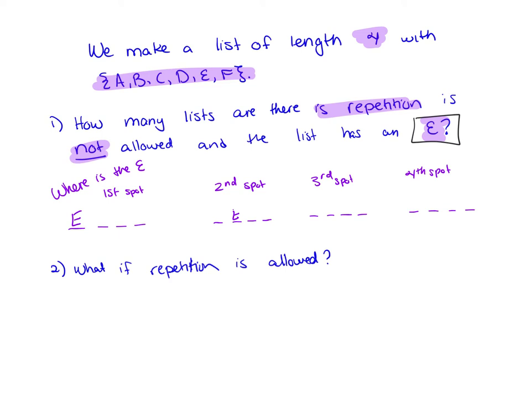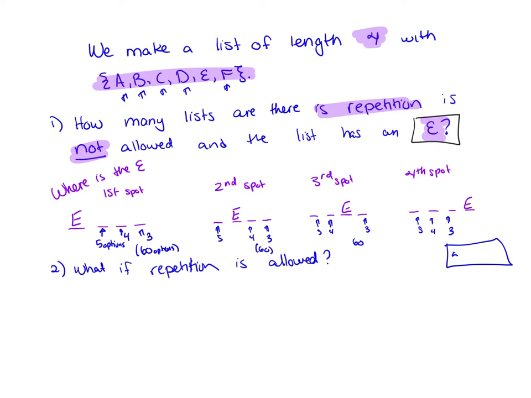So I put in my E, and now I think about where the other things could be. Now that the E is gone, there's 5 options for what's next, and then 4 options, and then 3. So altogether, there's 60 options. And over here, it's the same: 5, 4, and 3, so that's another 60. 5, 4, and 3 is another 60. 5, 4, and 3, so overall there's 5 × 4 × 3 options, but we got that 4 different times. So that's 60 × 4.